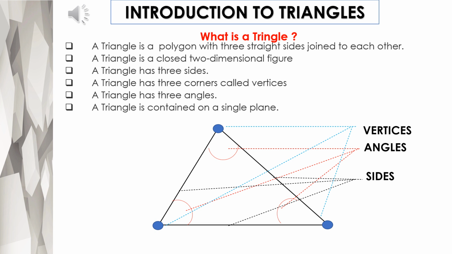Now, we know that when two straight lines join at a vertex, they form an angle. So this triangle having three sides joining each other at three points will have three angles. And this triangle is contained on a single plane. Now, let us go into more details about triangles.